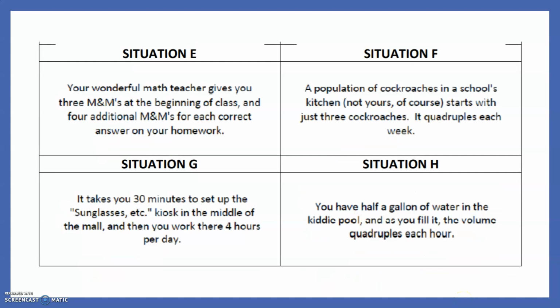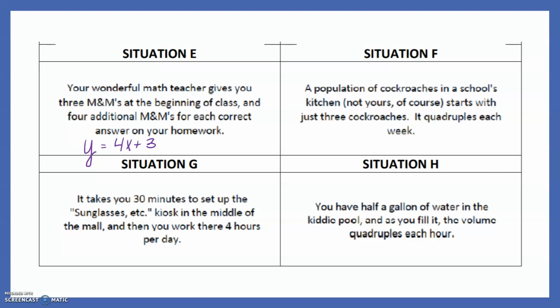All right, situation E. Your wonderful math teacher gives you 3 M&Ms at the beginning of class and 4 additional M&Ms for each correct answer on your homework. So you start with 3 M&Ms and you get 4 for each right answer. You start with 3 plus 4 per every right answer.